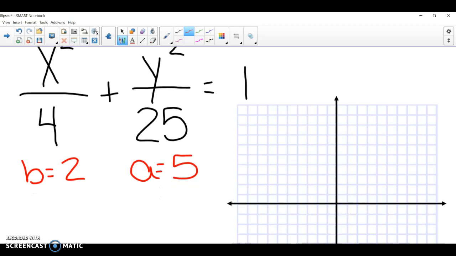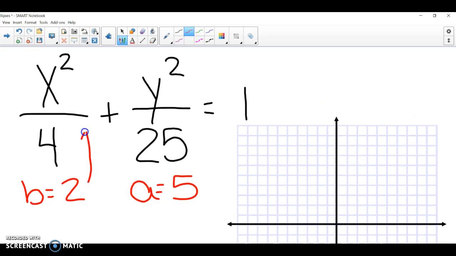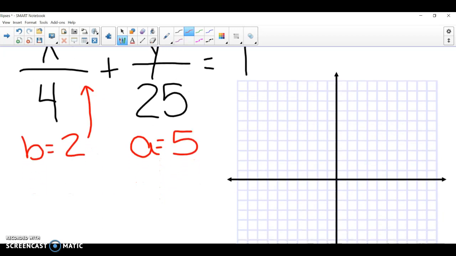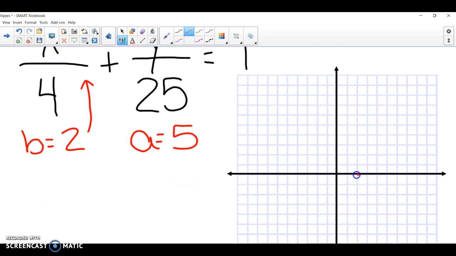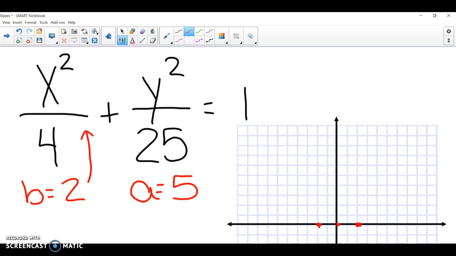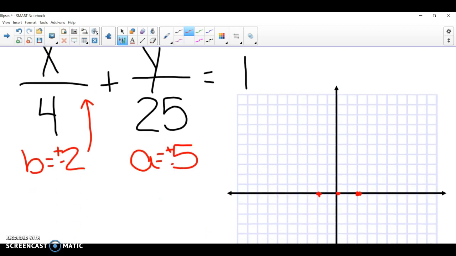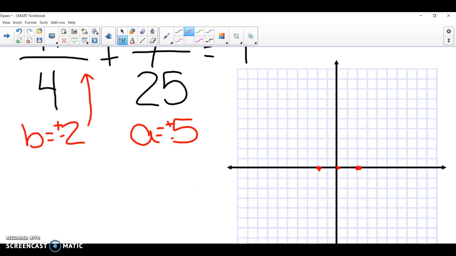But then you just think, which way am I going? I'm going to go left and right 2 along the x-axis. And again, it's centered at 0. So this one looks like this from the center, right? Count 2, count 2. Then we go along the y-axis, we go plus or minus 5. Okay, so we're going to go up 1, 2, 3, 4, 5, and then down 1, 2, 3, 4, 5. And that is all you do with that. And then you try to draw it kind of in a curve.